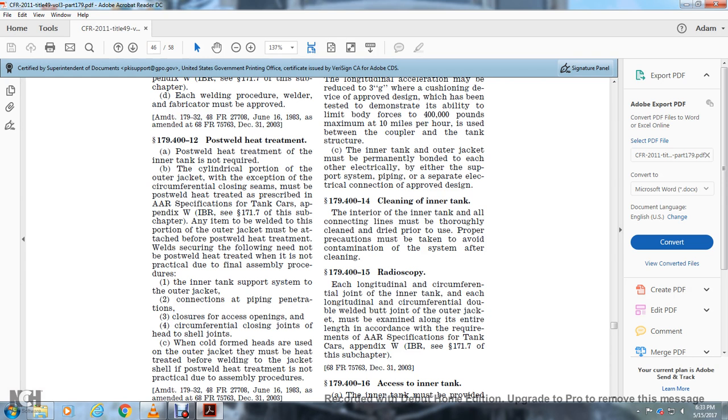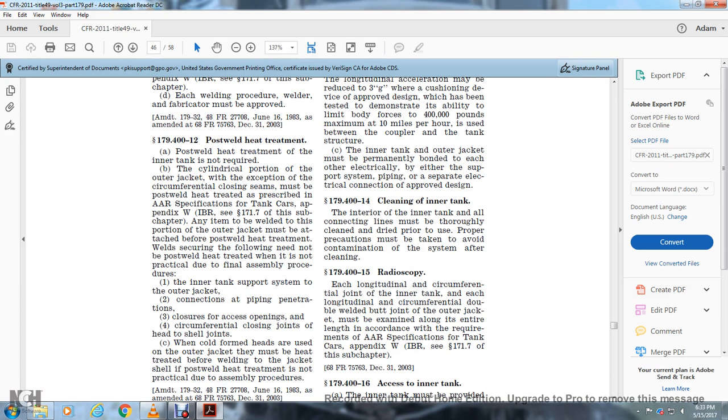Any items may be welded to the portion of the outer jacket that must be attached before the post-weld heat treatment. The welds of the following need not be post-weld heat treated when it is not practical due to the final assembly procedure: the inner tank support system, the outer jacket, connection of the piping penetration, the closure of the access opening, and the circumferential closing joint for the head or shell joints.